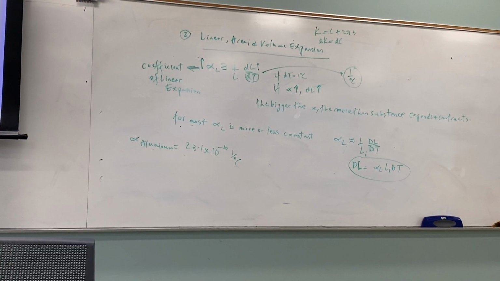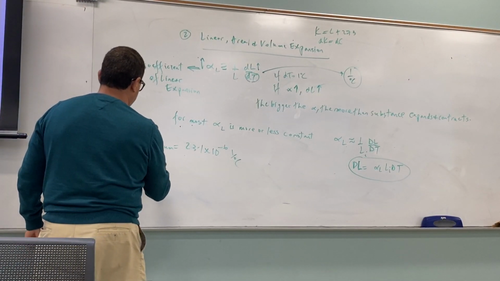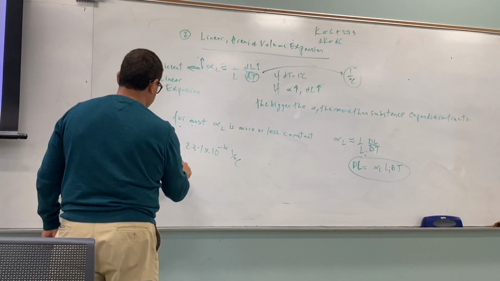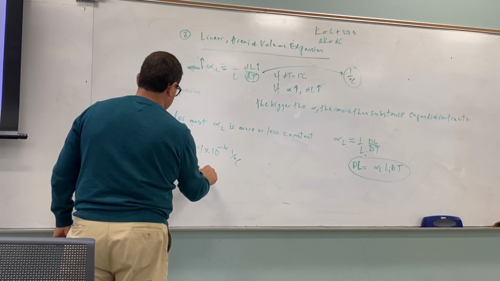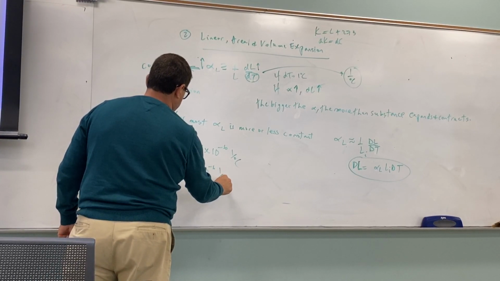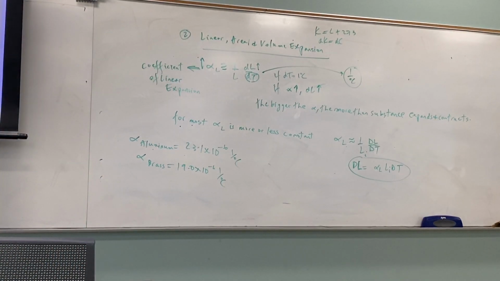Brass is 19. So of course that means if you put aluminum and brass together, the aluminum would expand more, and it will bend the strip towards the direction of the brass. So brass is 19. And then carbon 10, concrete 12, copper 17, diamond 1, ethanol 250, gasoline.